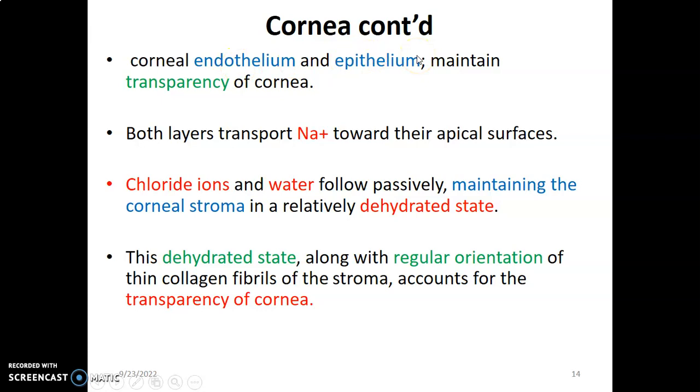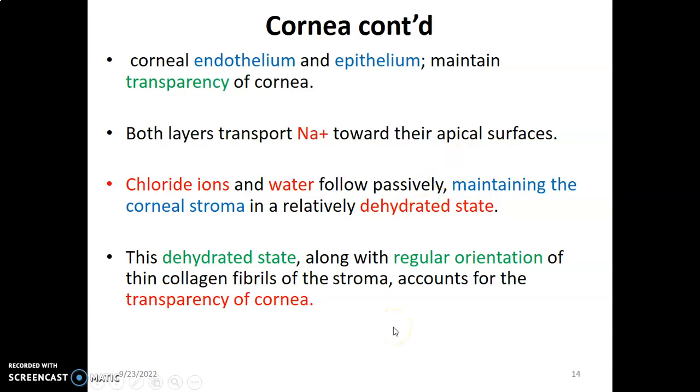Then we have the corneoscleral junction, which is also called the limbus. Corneoscleral junction is the transition from the transparent cornea to the opaque sclera. Remember, the two of them form the outer portion of the eyeball. Posteriorly is the sclera, which is opaque. Anteriorly is the transparent cornea. So the transition is the corneoscleral junction or the limbus. It's highly vascularized, but the cornea is avascular.